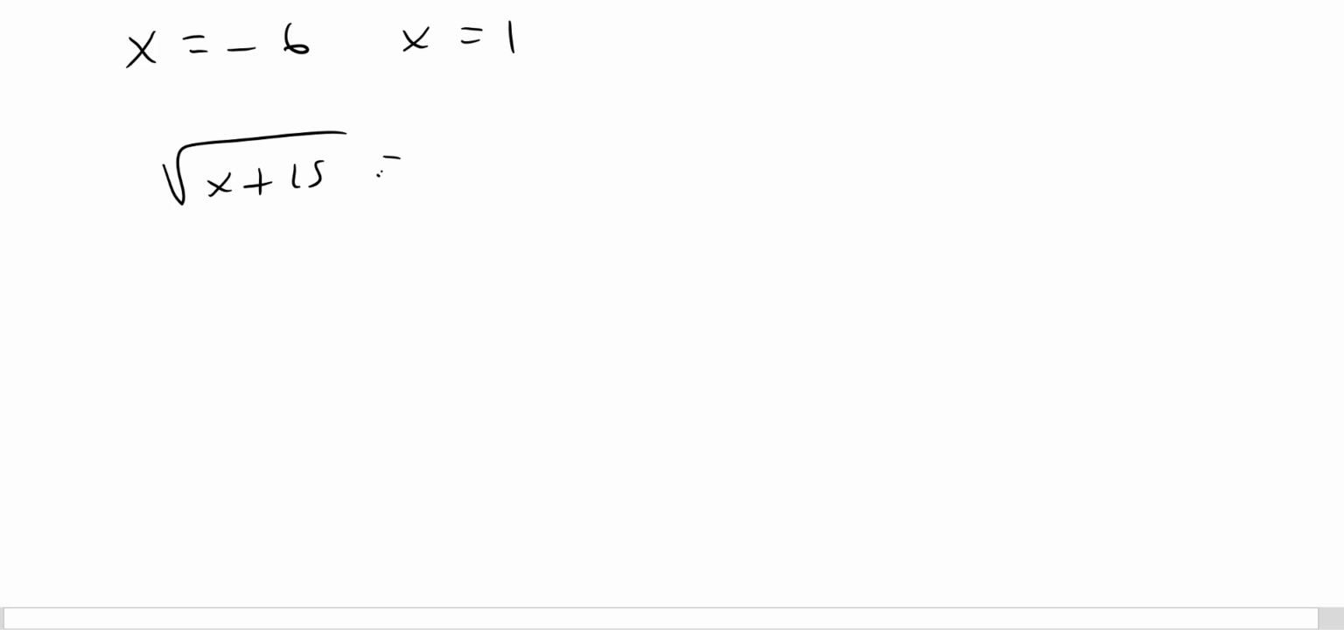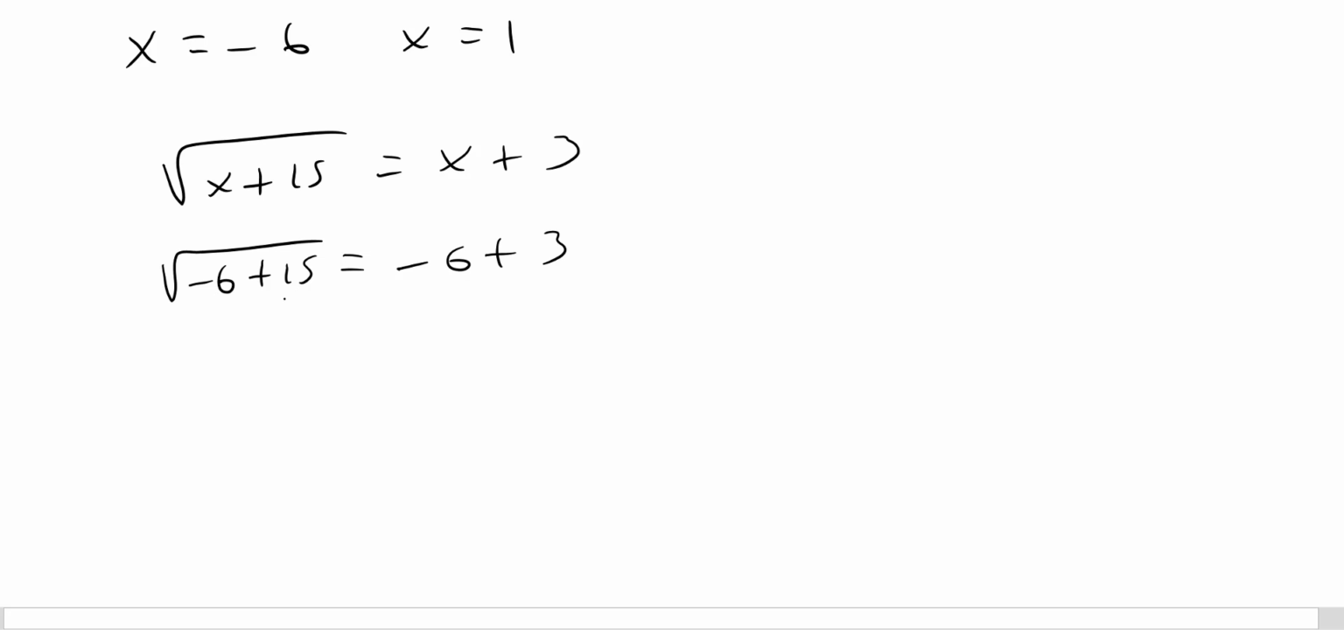Square root of x plus 15 is equal to x plus 3. That's our very original problem. So I'm going to plug in the values into here to see if it works. If I plug the negative 6 into here, I have the square root of negative 6 plus 15 equals negative 6 plus 3. And see if it works. The left side equals right side.